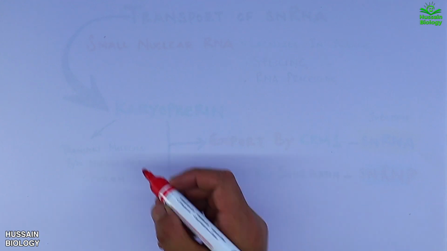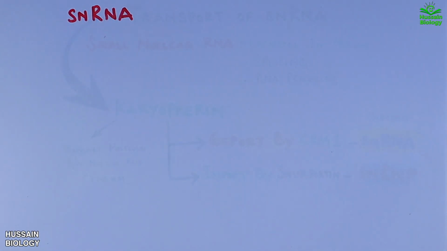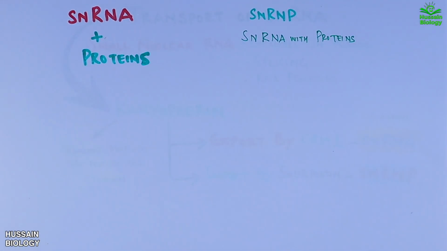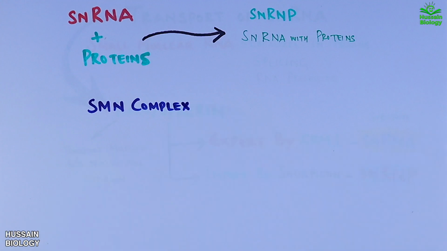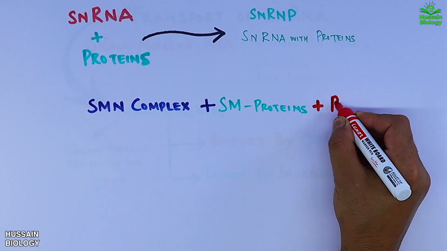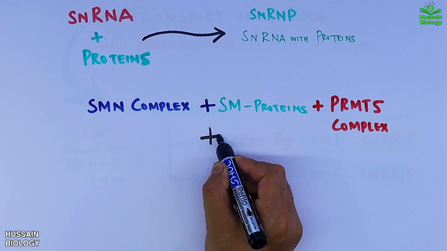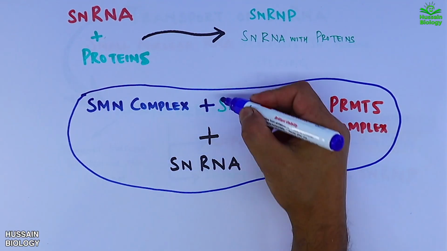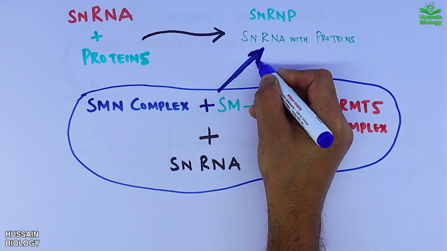Before we get into the details, we see we have two different molecules here, snRNA and snRNP. When there is inclusion of proteins with snRNA, we get the snRNP molecule. That's snRNA with proteins. The proteins we see here are SMN complex plus SM proteins plus PRMT5 complex plus snRNA. All these complexes and proteins form the snRNP molecule.